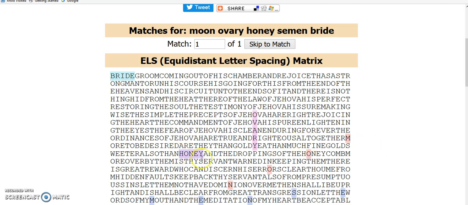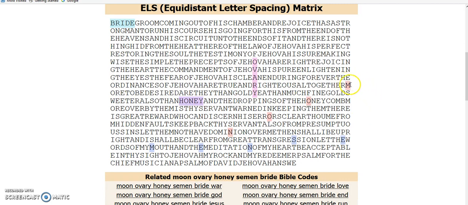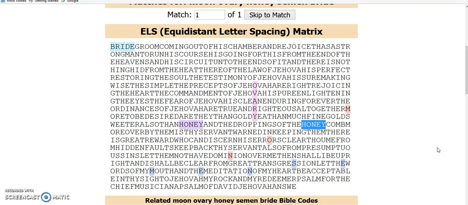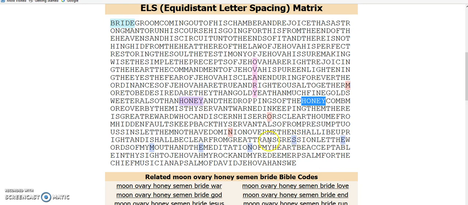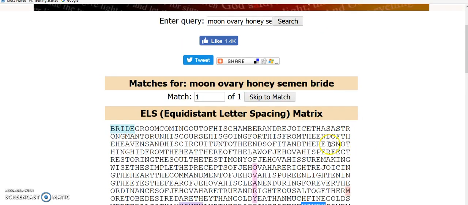And then you have the word honey over here, and then moon was coming over here in the pink, the letters M, O, O, N. And again, you had the word honey crossing through the word moon, which is interesting. And so you have the word semen over here in the bluish lavender. And then you have the word bride over here, and it's actually part of the word bridegroom.